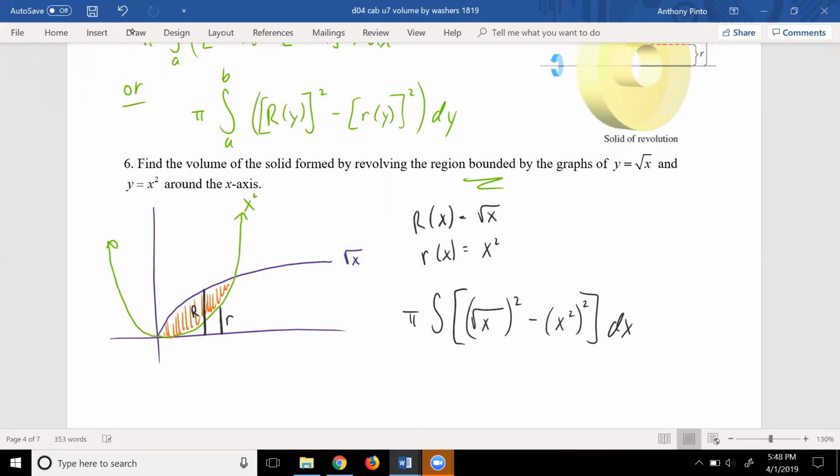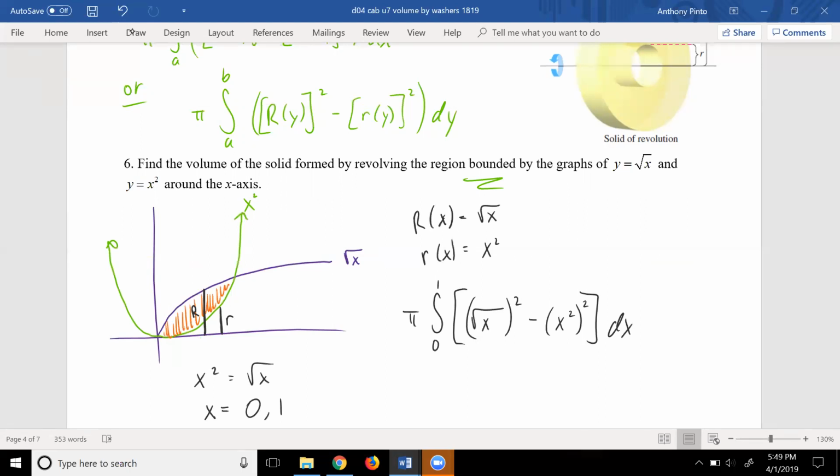I should close those off. We should also figure out where these two things intersect. Set them equal to each other, although I know you all know x is obviously going to be equal to 0 and 1 in this case. So we're going from 0 to 1 in our integral.